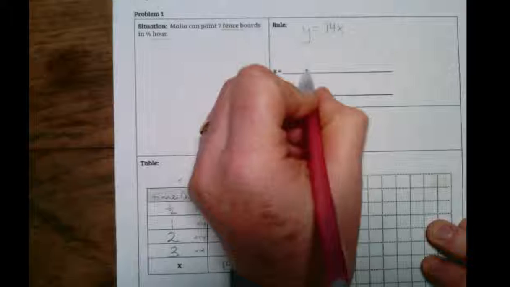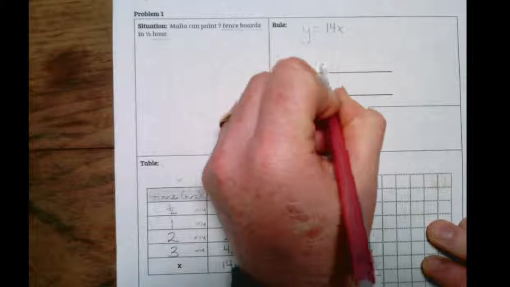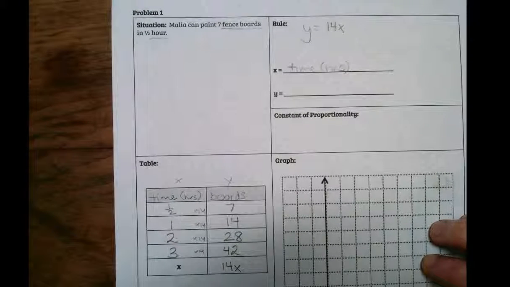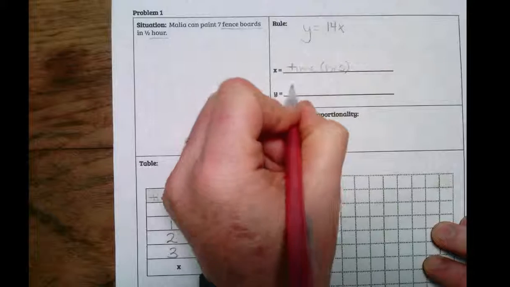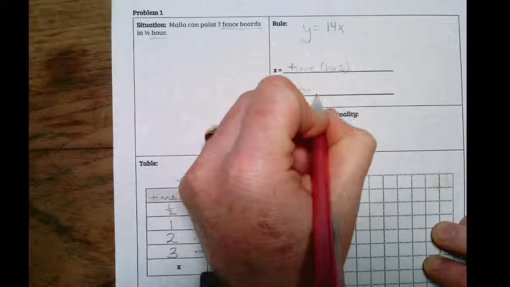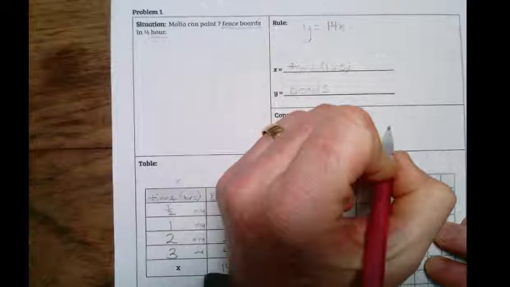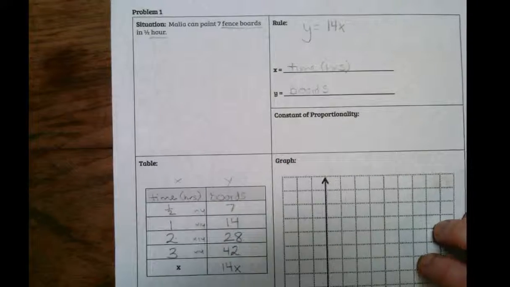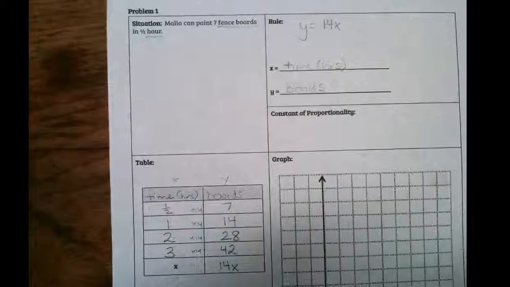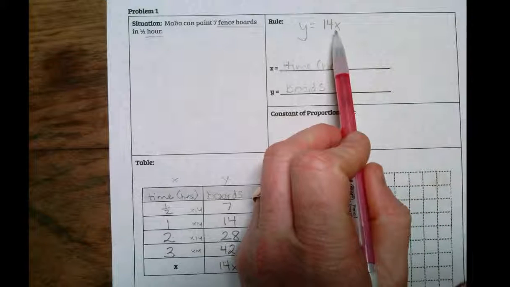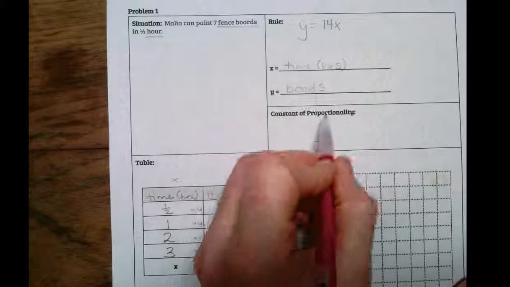What is x? X is time in hours. You can get your information from your data table. Time in hours. And what is my y? What is my output? That's boards, fence boards. Sorry that that's auto-focusing so much. The constant of proportionality is whatever we're multiplying the input by to get the output. So that's the 14.